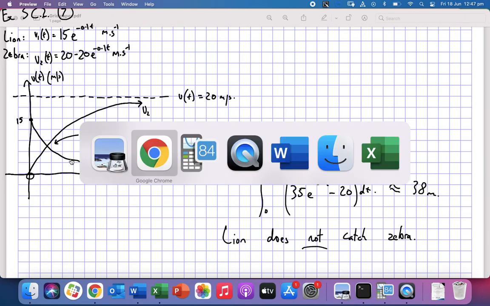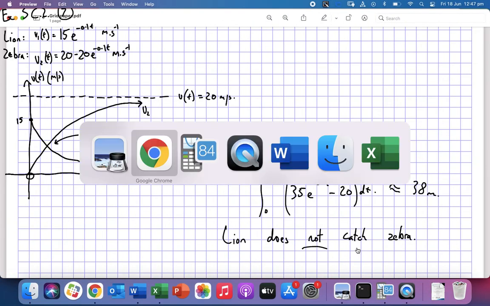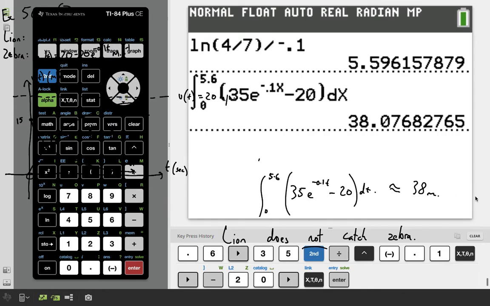I'll just look at the question. Have we answered everything? Did the lion catch the zebra? No. How close? Well, about 2 meters. I can't remember exactly. You can do it a bit more exactly. Yeah, 1.9, 2 meters. That'd be close enough.